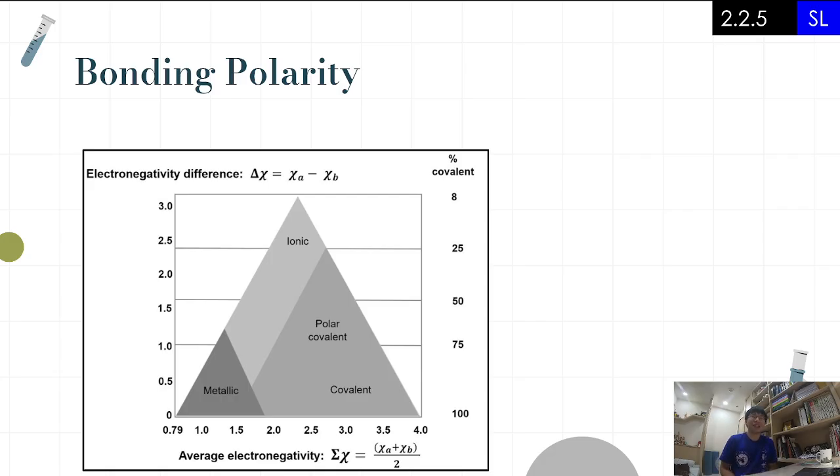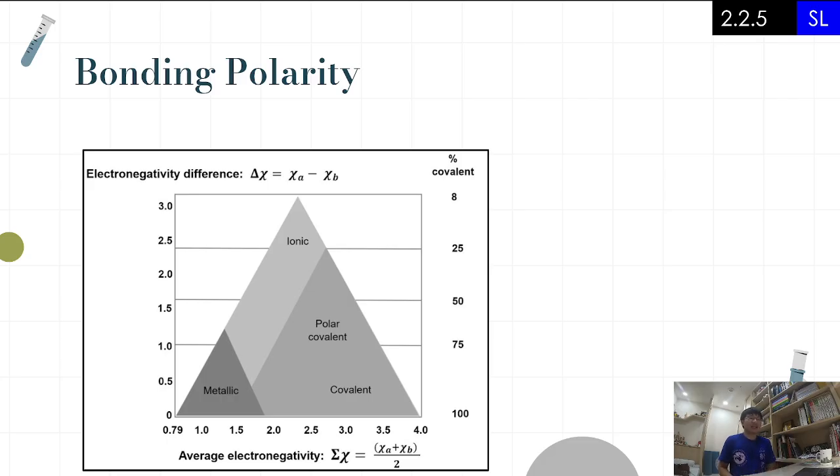Now, bonding polarity. When we're looking at covalent bonds especially, we're thinking about how they share electrons, right? But what if it's not a fair sharing? We know that both atoms want electrons in order to fulfill their full valence shell. But what if one of the atoms wants electrons more? Polarity isn't ionic, where you're taking an electron. You're still sharing, but maybe you're sharing unequally, and that's bonding polarity.